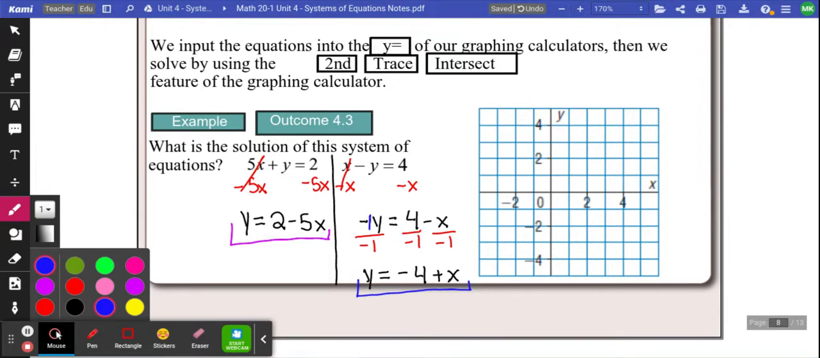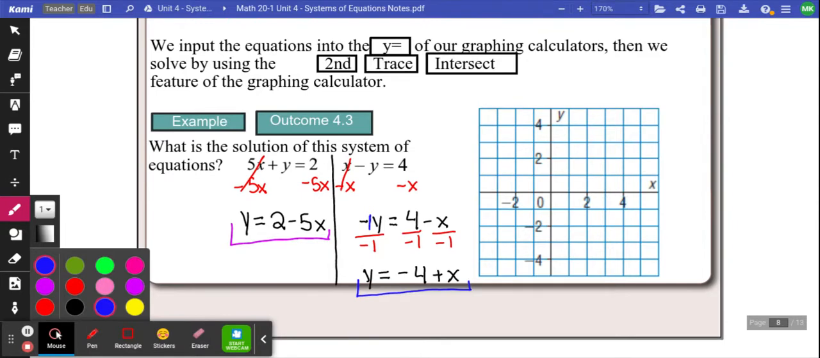What we're going to do is try to graph this to make it fit. So go ahead, throw that into your graphing calculator under your y equals button in the top left-hand corner. First one is going to be 2 minus 5x. Second one is going to be negative 4 plus x. So y1 and y2. You see you have many options for your y equals.